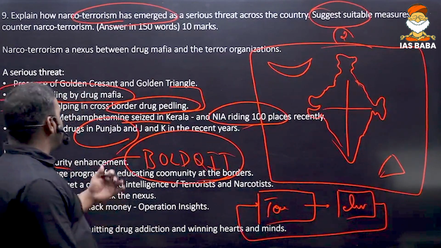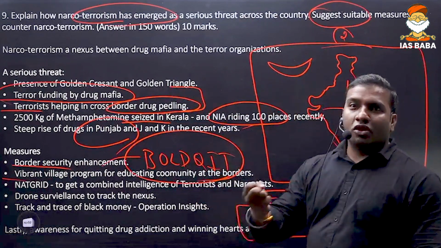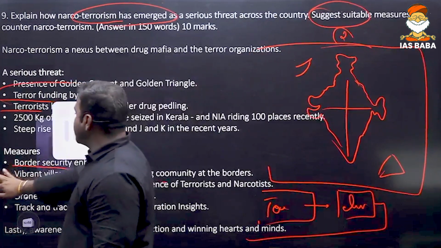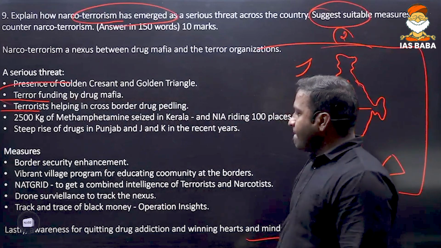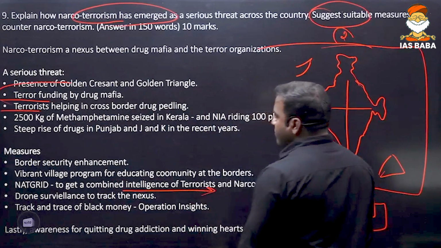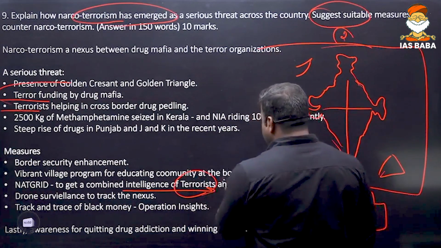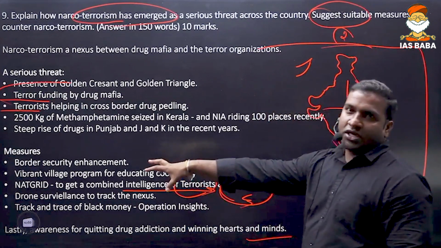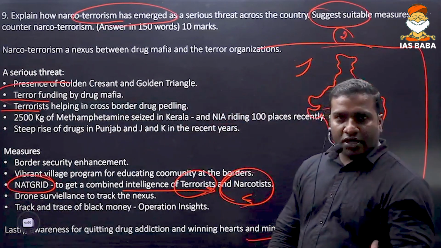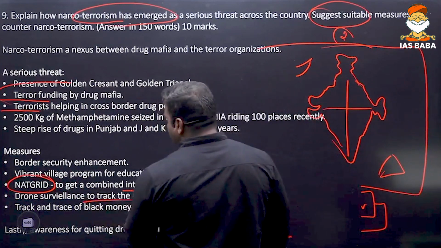Then Vibrant Villages Programme for educating community at the borders. So the border community should not do all these things for petty money, committing big crimes for a little money. Then NATGRID, a single intelligence platform to combine the intelligence of terrorism as well as narcotics. We need everything in one place. So if there is nexus, let the intelligence come about the nexus as such. It should not be that terrorism has separate data and narcotics has separate data, making track and trace difficult. Then drone surveillance to track the nexus.